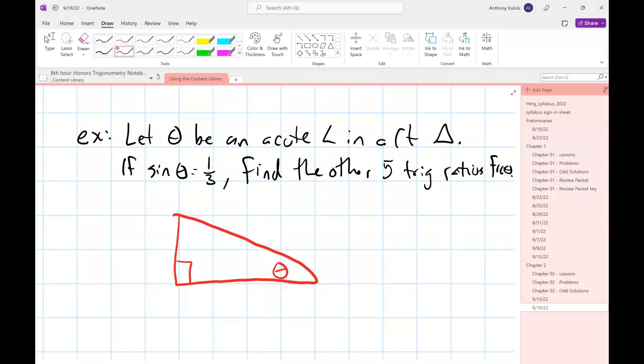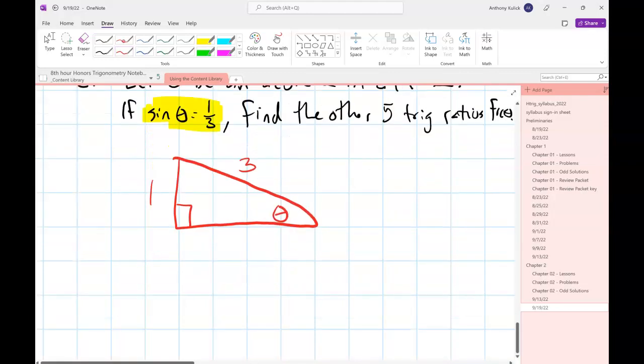Everybody's cool? What does our triangle need now? Side lengths, right? We need some side lengths. How am I going to figure out those side lengths? I'm going to use that sine theta is 1/3. What side lengths can I get from that? Opposite and hypotenuse. The opposite should be 1. The hypotenuse should be 3.